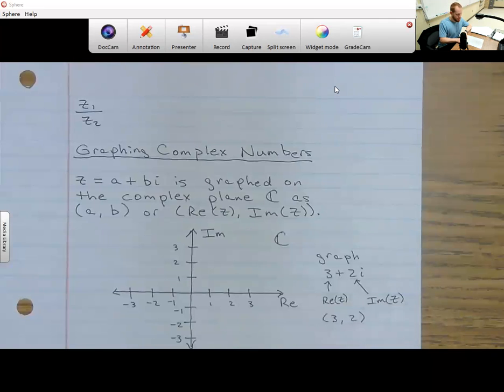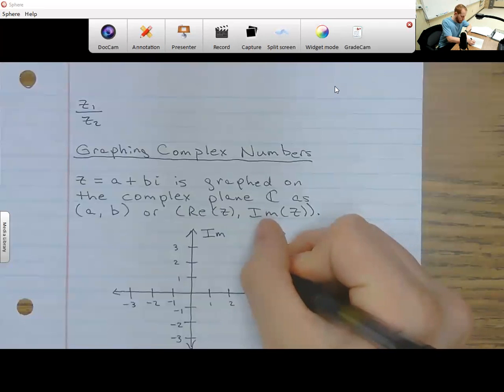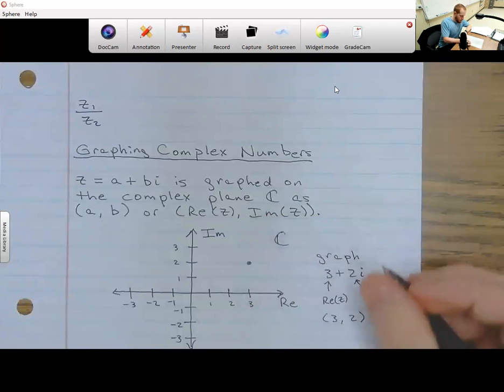So how would I graph this? Well, I would just graph it as an ordered pair, right? So the 3 tells me how far to the right to go, and the 2 is going to tell me how far up we go. So this is telling me go to the right 3. So I'm going to go to the right 3, 1, 2, 3. And then the 2 is going to tell me to go up 2. So I'm going to go up 2, and I'm going to draw my point.